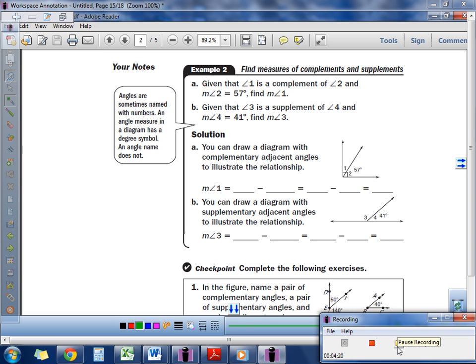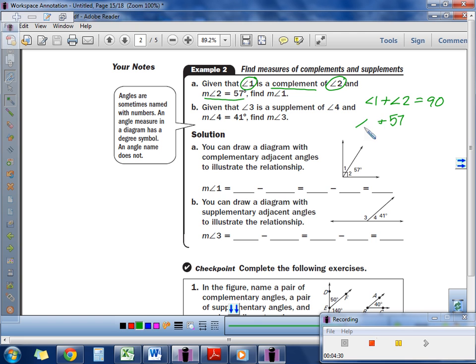In example 2, it says, given that angle 1 is a complement of angle 2 and the measure of angle 2 is 57, find the measure of angle 1. The key thing about complements you have to remember is that these two angles are going to add up to what special number? 90. Therefore, angle 1 plus angle 2 are complements, so they add up to 90. Then I can use the idea that angle 2 is 57 and substitute. Subtract 57 from each side, and what do I get?